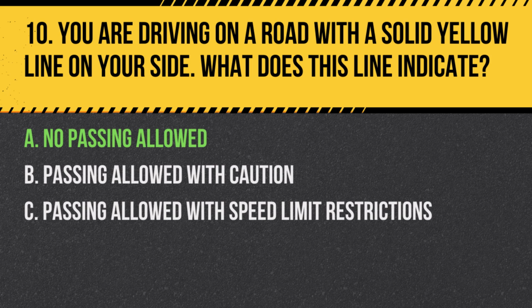A solid yellow line on your side of the road indicates that passing is not allowed due to restricted visibility or other hazards.